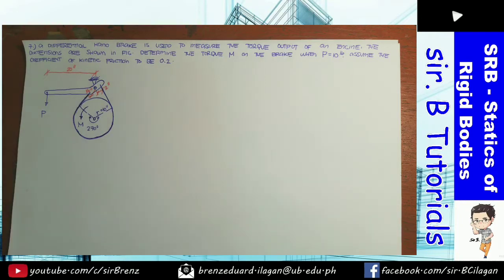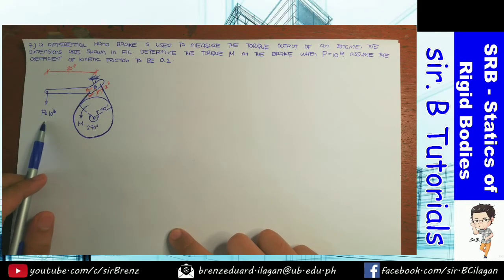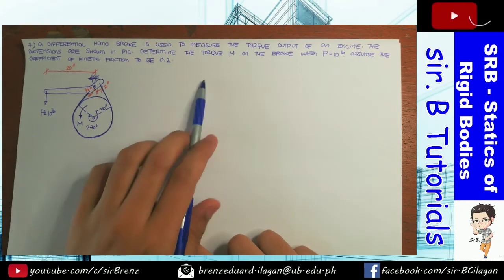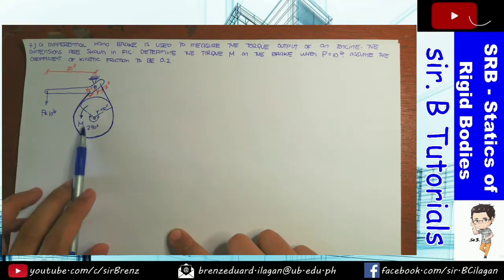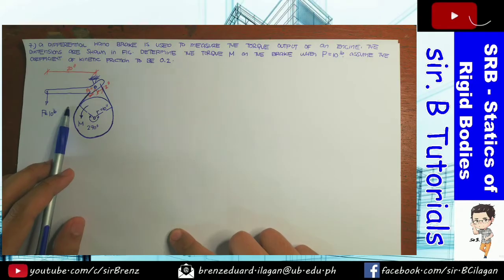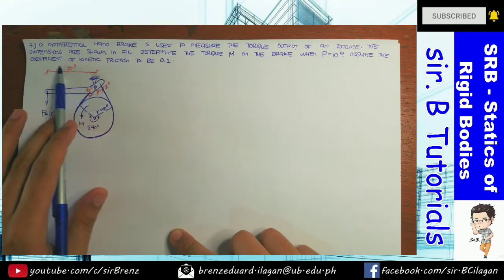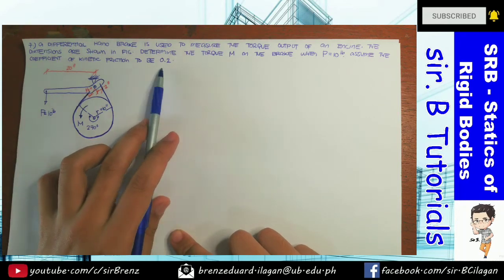Okay, so given sa ating problem is yung value ng kanyang P, which is equals to 10 pounds. So yung mangyayari dito, yung force P will produce a torque M kung saan pipigilan niya yung ating belt sa pag-ikot. Okay? And then assume the coefficient of kinetic friction for the belt. So this is your mu as 0.2.